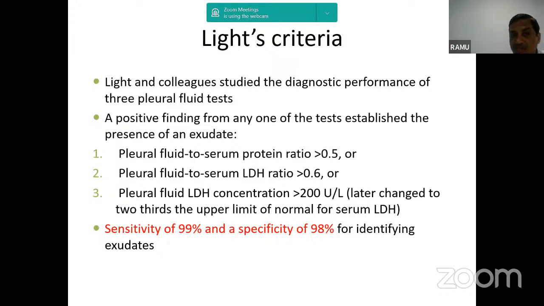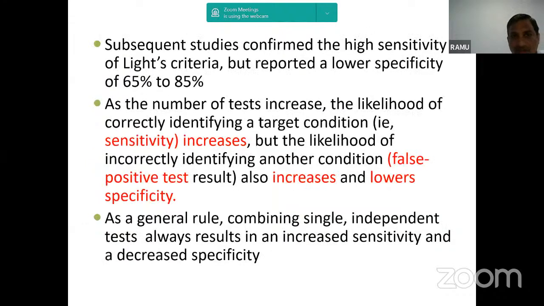Later this was changed to two-thirds of the upper limit of normal for serum LDH. The sensitivity of these pleural fluid tests is around 99%, and the specificity is around 98% for identifying an exudate. Subsequent studies have confirmed that Light's criteria are highly sensitive, but reported a lower specificity, around 65 to 85%.